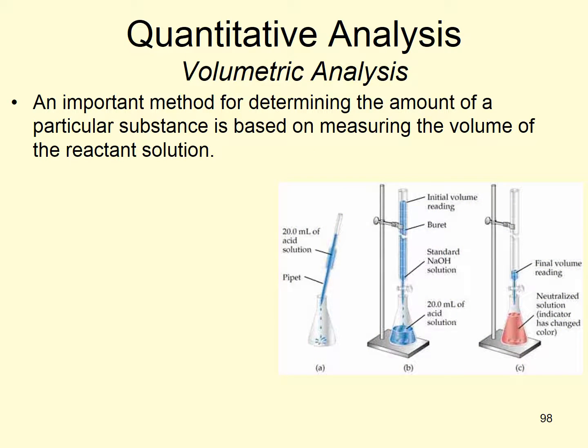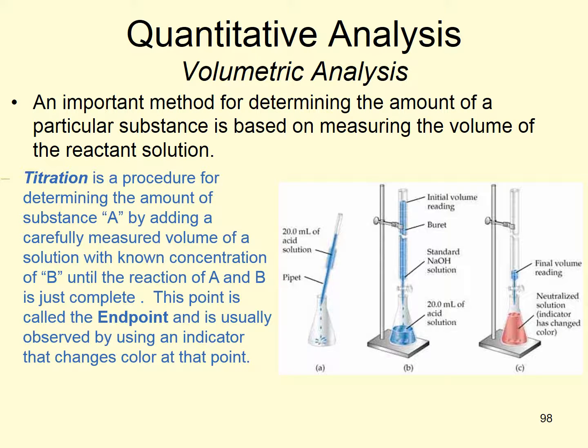Okay, volumetric analysis is another method used for determining how much of a substance there is based on measuring volumes. Titration is a procedure that we use in volumetric analysis. So the way that a titration works is that you carefully measure the volume of one solution. Now it could be that you know the exact concentration of that solution, or it could be that it's your unknown, but you measure an exact amount of it, so you can see that in picture A.